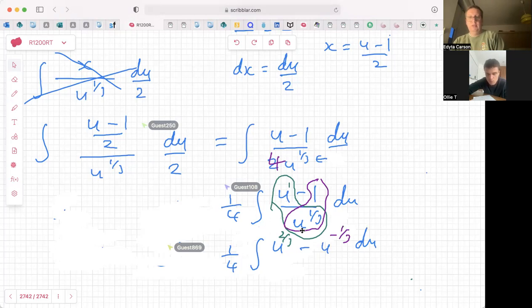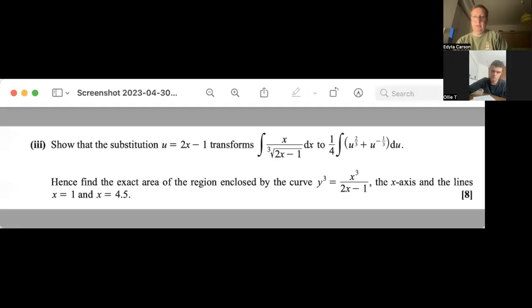All right, okay. So let's see if that agrees with what we saw before. There we go. So 1/4 use the 2/3 plus use the minus 1/3 du. It's the same.